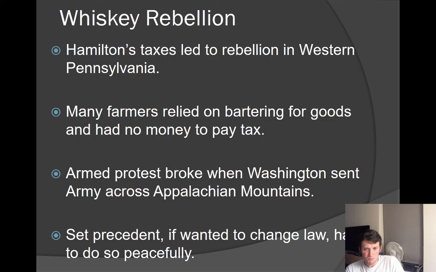And they're going to get frustrated, and they're going to arm themselves, and they're going to revolt, and you're going to get a couple thousand of these people basically attacking Pittsburgh, and Washington is going to send an army across the Appalachian Mountains to deal with them. And this is going to be important because it's going to set what's known as the precedent, that if you want to change a law, you have to do so peacefully.